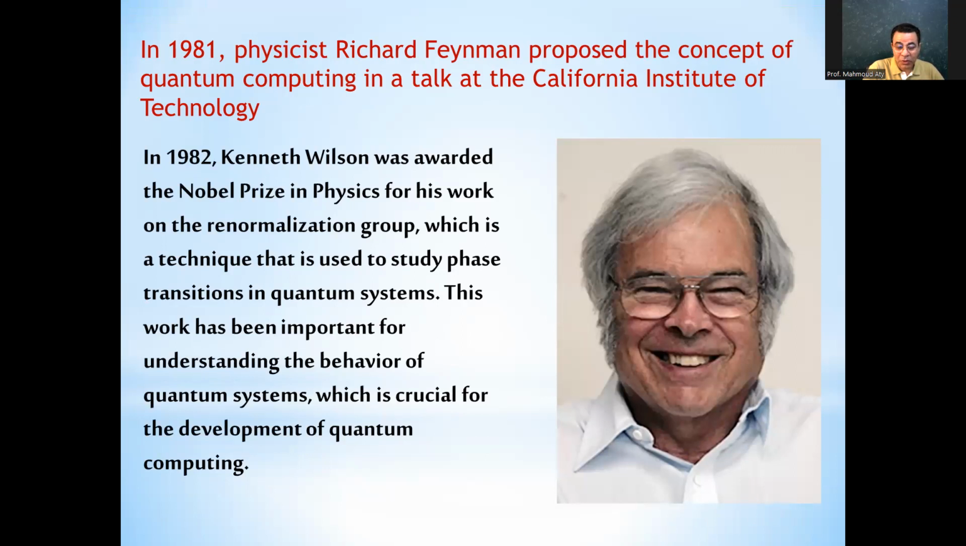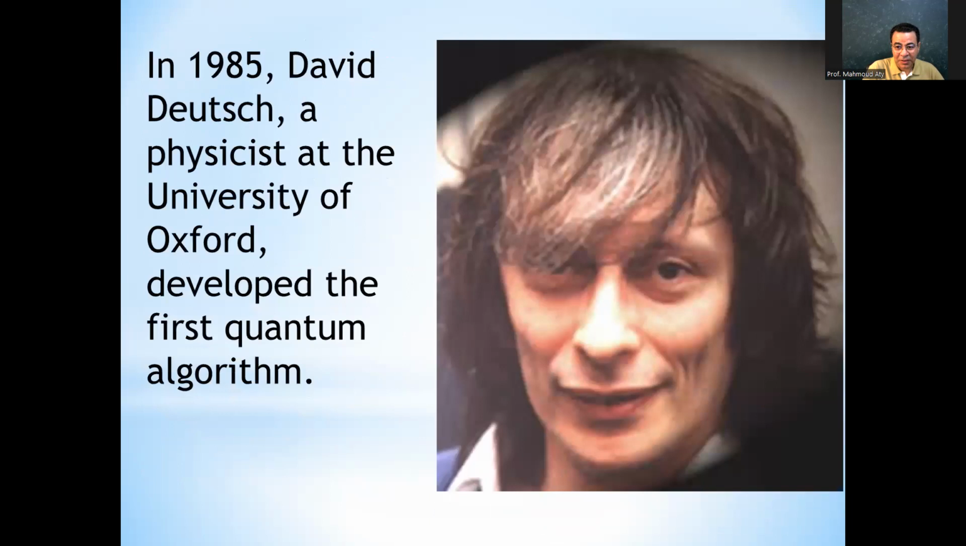Then, let us go to 1982. Wilson was awarded also the Nobel Prize in Physics for his work on the renormalization group, which is a technique used to study phase transitions in quantum systems. This work has been important for understanding the behavior of quantum systems, which is crucial for the development of quantum computing. And he opened up so many opportunities for a better understanding of quantum phenomena.